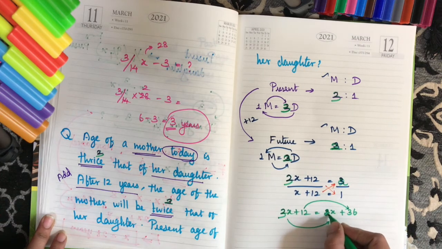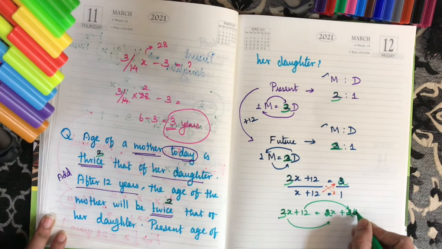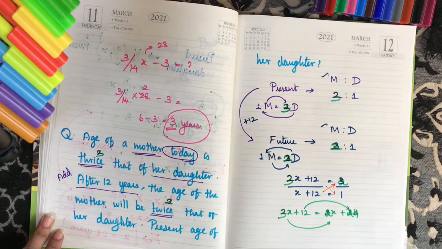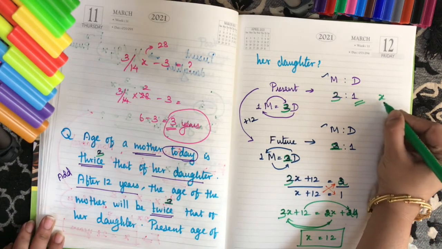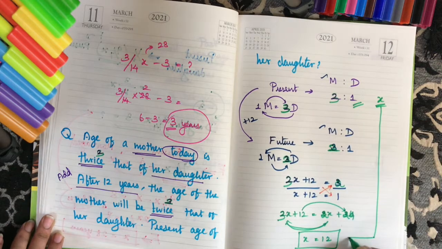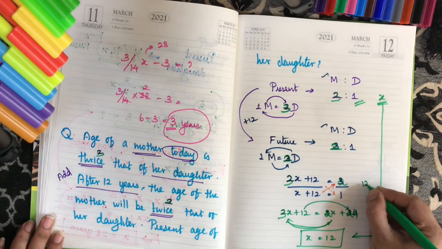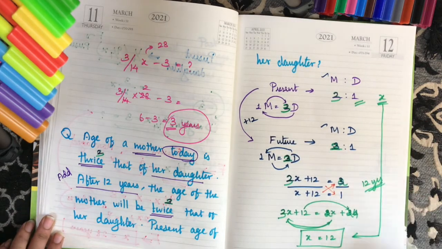So 2x into 24. Right? So this will go here and this 2x will come here. So x which is nothing but 12. So we have found the x. And what is the present age of daughter? That is nothing but x. So x is the answer. 12 years is the daughter's years.